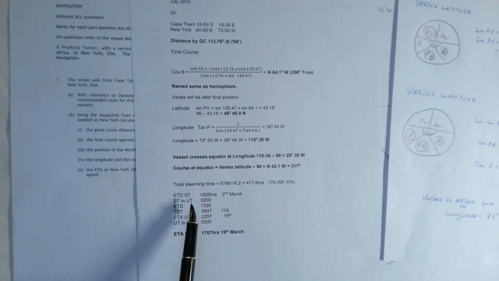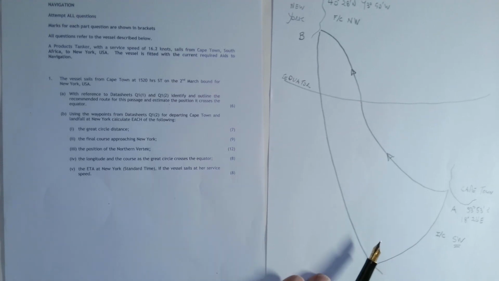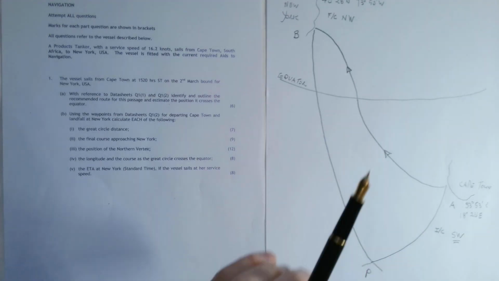And then I've just done there quickly the ETA, but for this example it was more looking at a vessel going between hemispheres and how we would name PA and PB, and how the relation of our course that we've calculated is to the vertex, in other words indicating whether it's before or after the position.